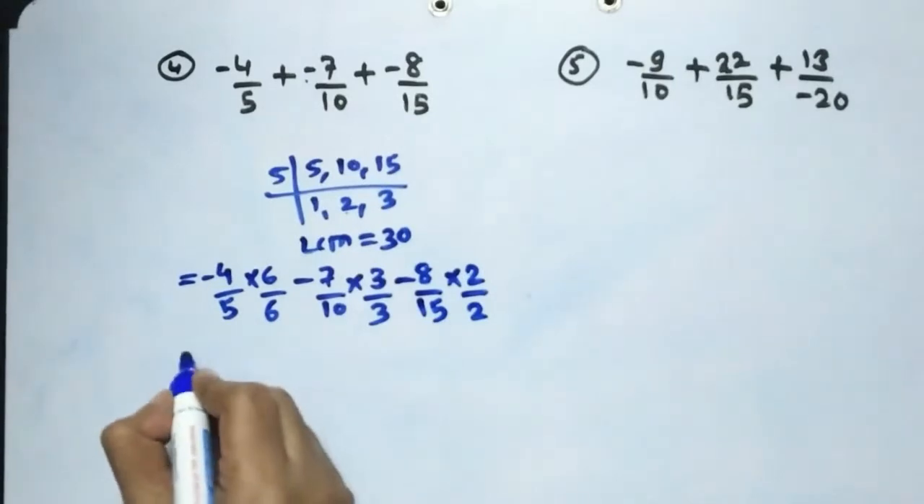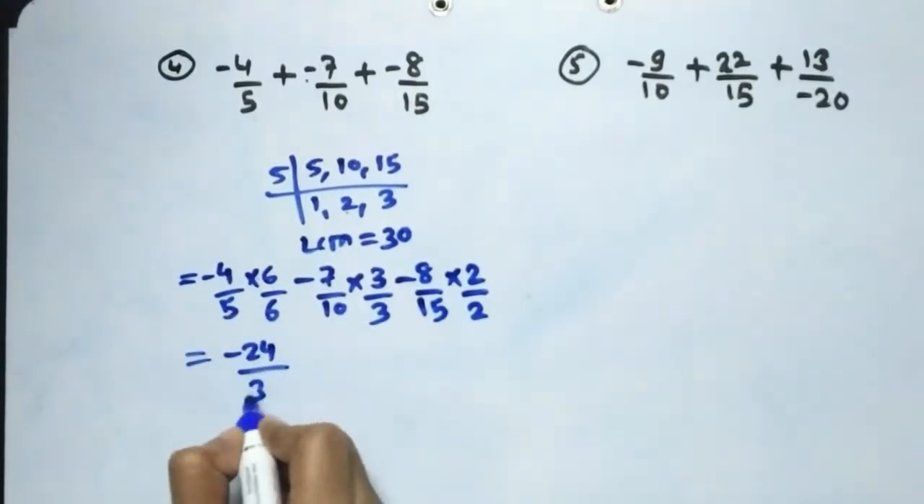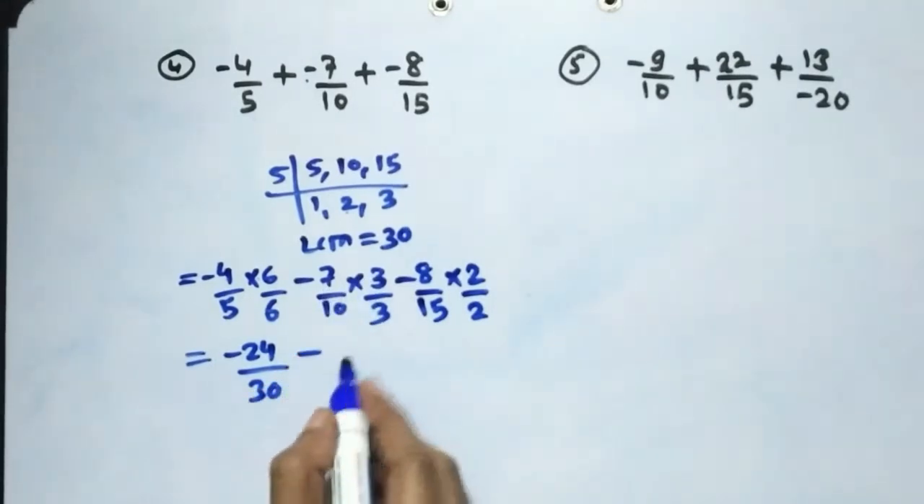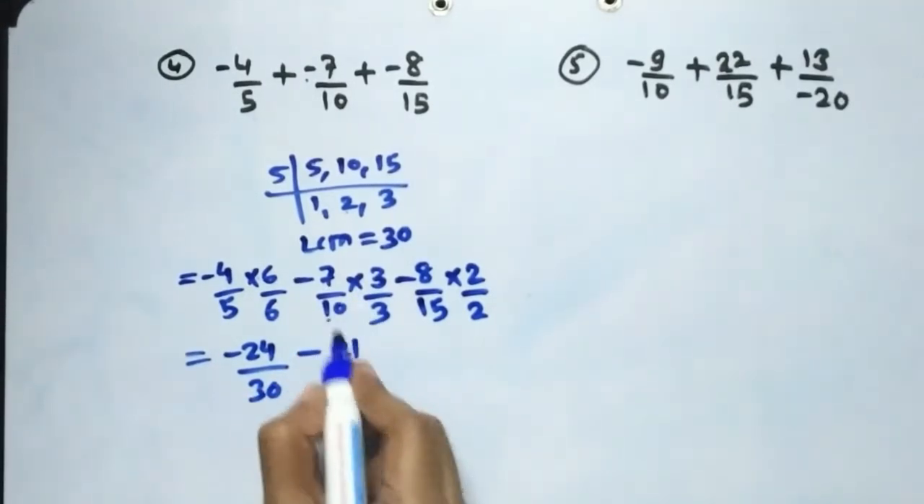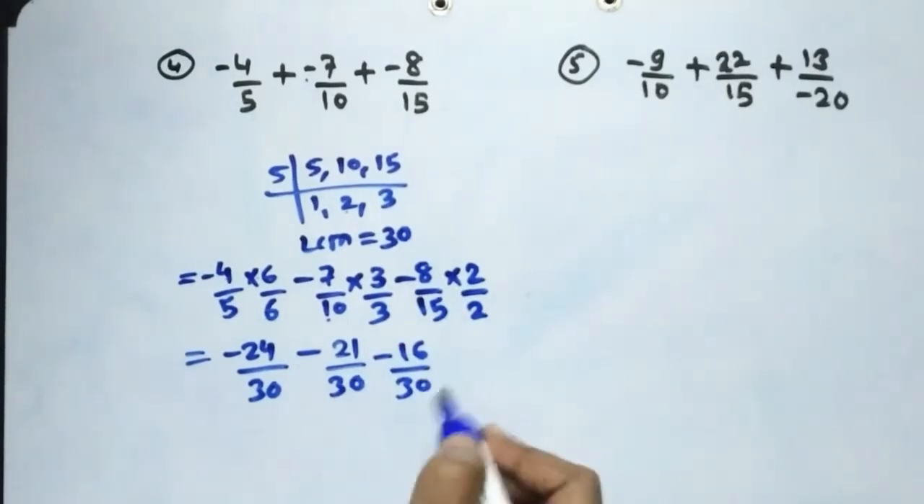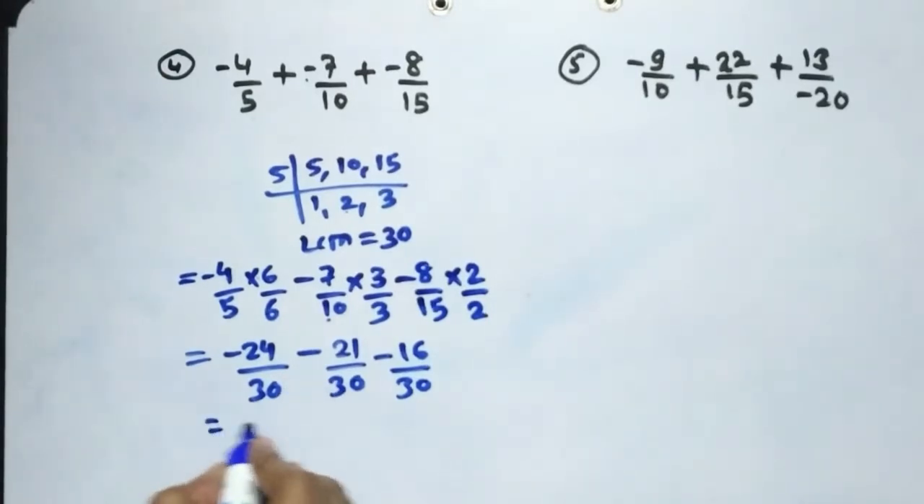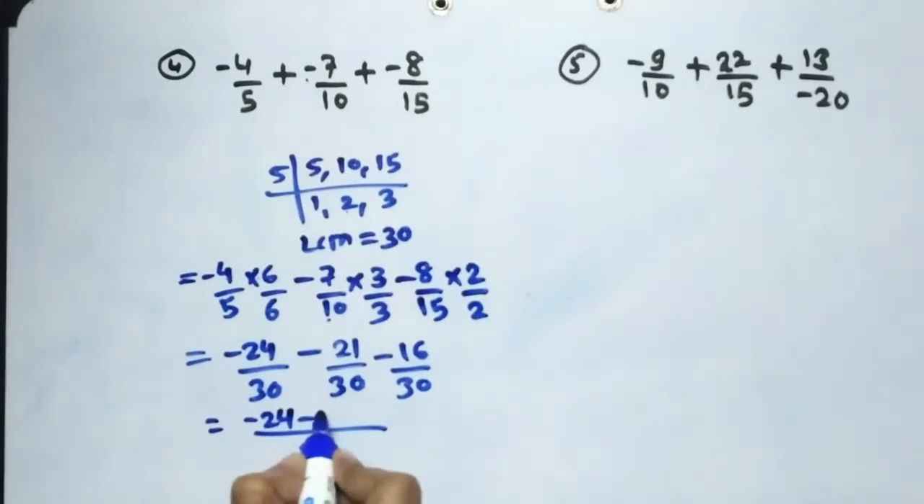So 2 by 2. Friends, 6 4s are minus 24. 5 6s are 30. Minus 7 3s are, here you will get 21. Here 10 3s are 30. Minus 8 2s are 16 upon 30. Observe at this stage you get all equal denominator 30. Write down the denominator once. And you need to do the operation in the numerator.